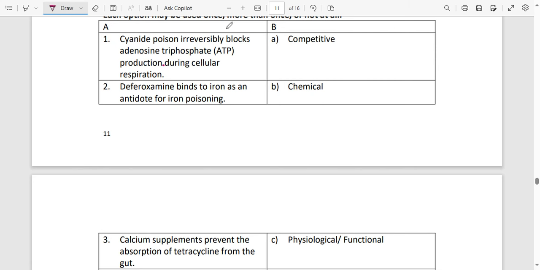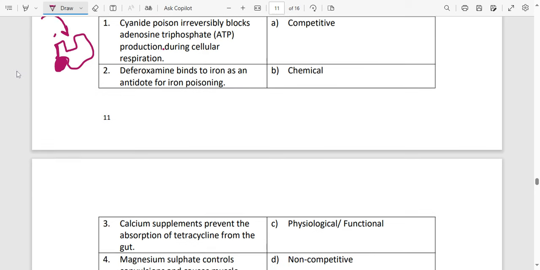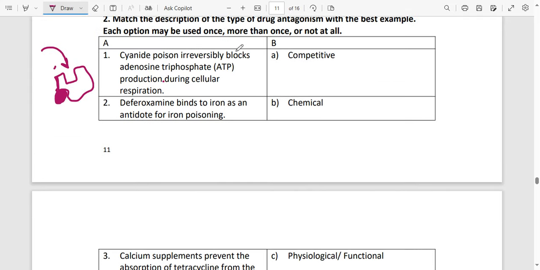Cyanide poisoning irreversibly blocks adenosine triphosphate during cellular respiration. Mostly, if you hear of this kind of reversible and irreversible, you have got this is your receptor. This is the allosteric site. It can bind here. If it strongly binds, that's going to be irreversible. If it weakly binds, it's reversible, but you still have the active site there. So what type of antagonism is that? It's non-competitive. So that is going to be D. It's non-competitive.